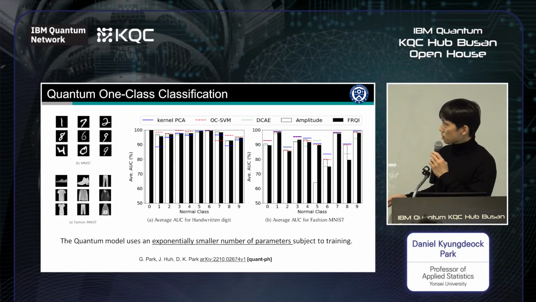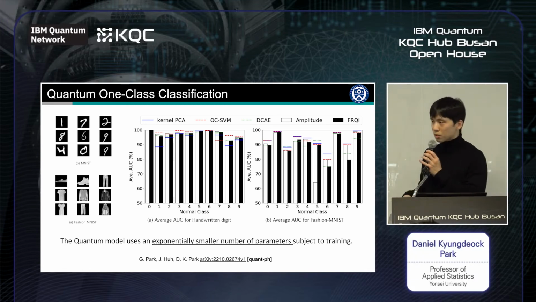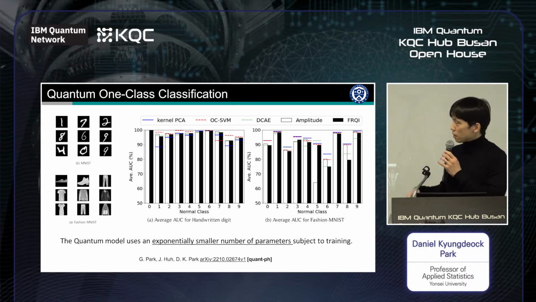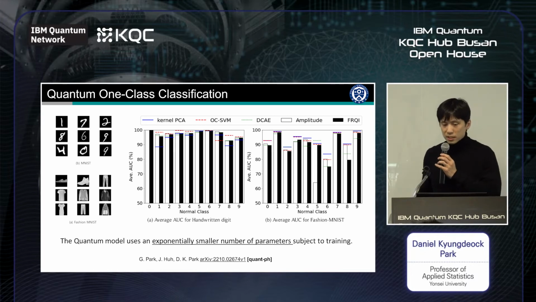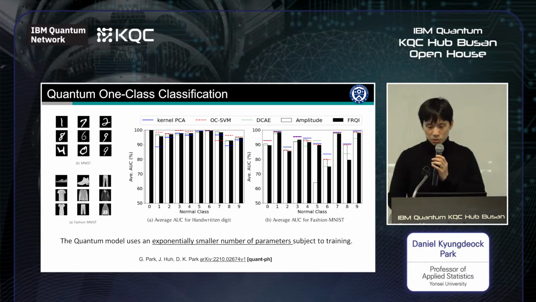And just to make this story short, the final story is that the quantum model again uses an exponentially smaller number of parameters compared to the usual classical models. Nevertheless, the quantum one-class classification performs comparably well to well-known methods like kernel PCA, one-class SVM, and also deep convolutional autoencoder.